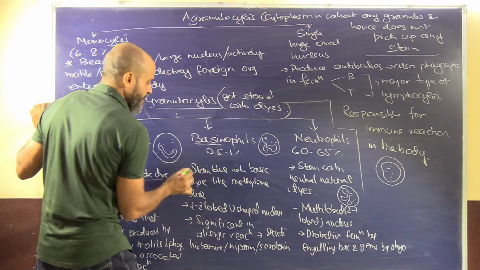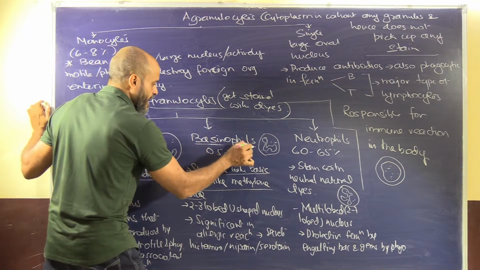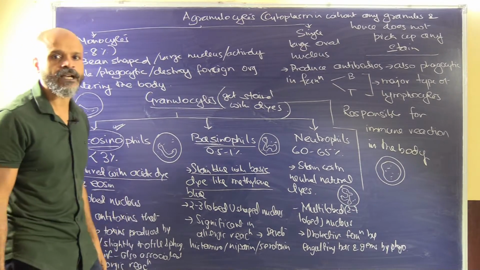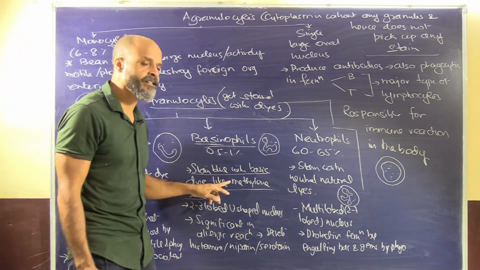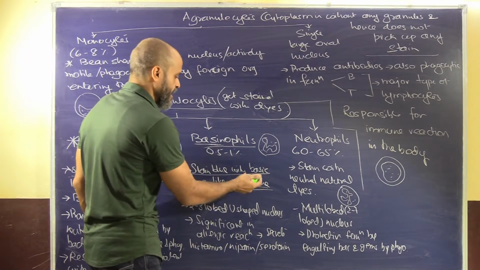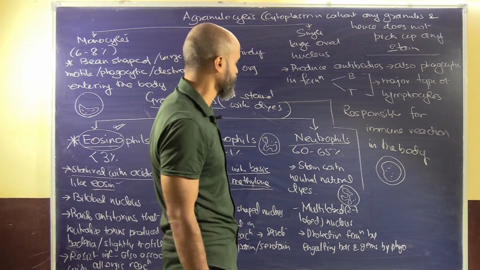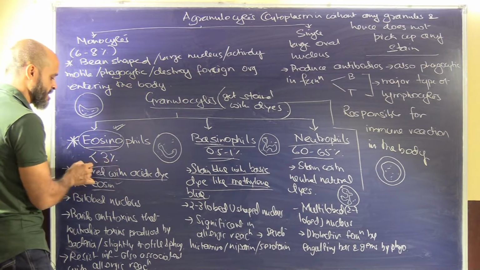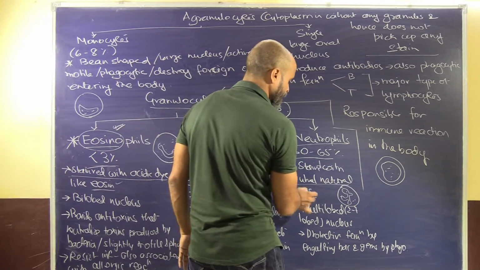Basophil gets stained with a basic dye like methylene blue, and hence it is known as basophil. Eosinophil gets stained with an acidic dye, basically eosin. Then we have neutrophils, which are to the tune of 60 to 65%. Eosinophils are only 0.5 to 1%, and basophils are less than 3%. Neutrophils get stained with neutral dye types.